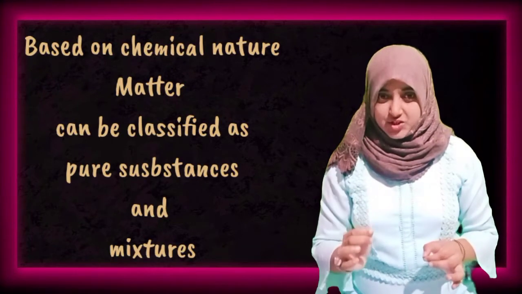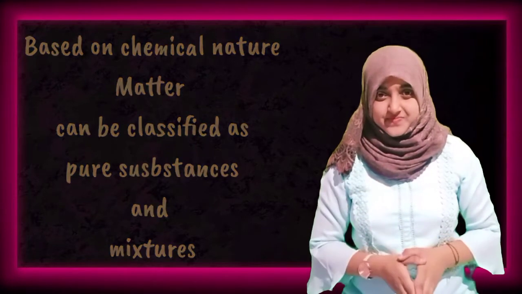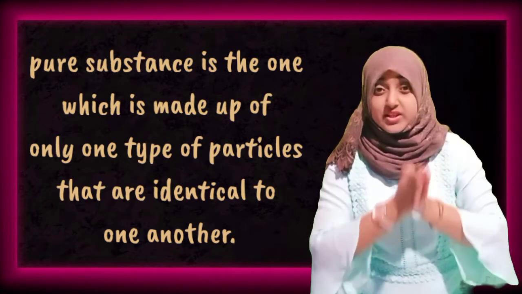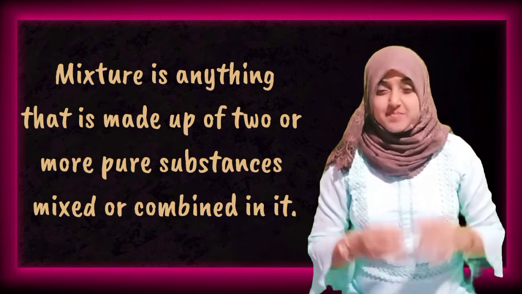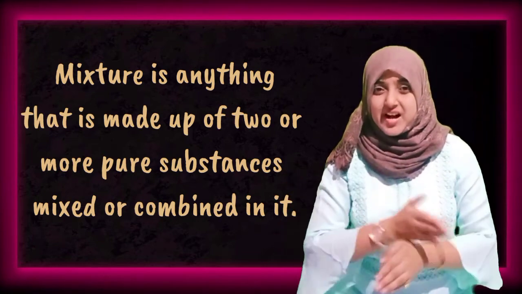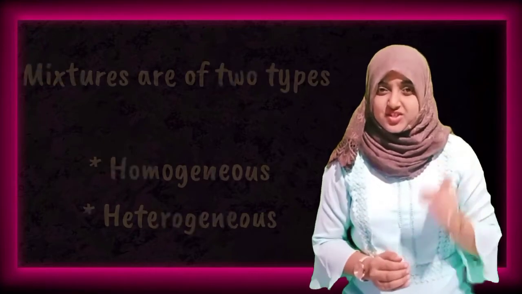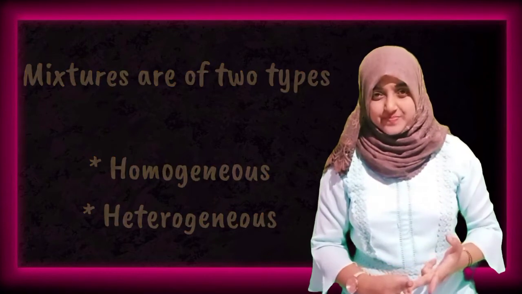So children, so far we studied that based on chemical nature, matter can be classified as pure substances and mixtures. A pure substance, according to chemistry, is one which is made up of only one type of particles that are identical to one another. And a mixture is anything that contains two or more pure substances combined or mixed in it. Further, we also saw that mixtures are of two types, homogeneous mixture and heterogeneous mixture.